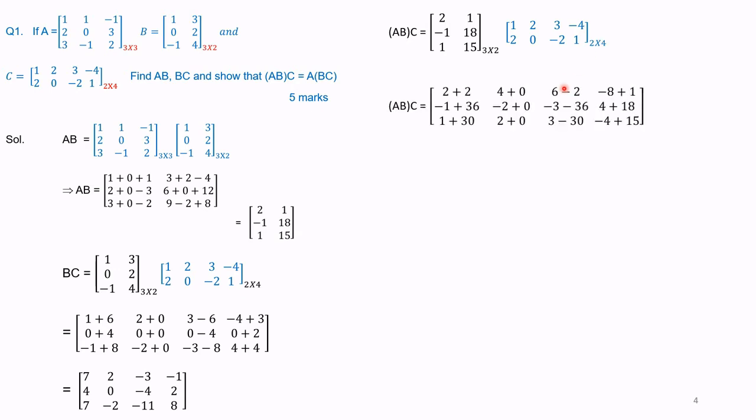Let us do it. Therefore, AB into C: first row, 2 into 1, first column, 1 into 2 plus the next item, first row second column, that is 2 into 2, 4 plus 0. Then first row third column, 2 into 3 is 6 minus 2. Then first row last column, 2 into 4, 8 plus 1. So next we start with the second row. Second row first column here. Second row is minus 1, 18 into 2 is 36. It is written here. Then second row second column is written here. Minus 1 into 2 is minus 2, 18 into 0 is 0.